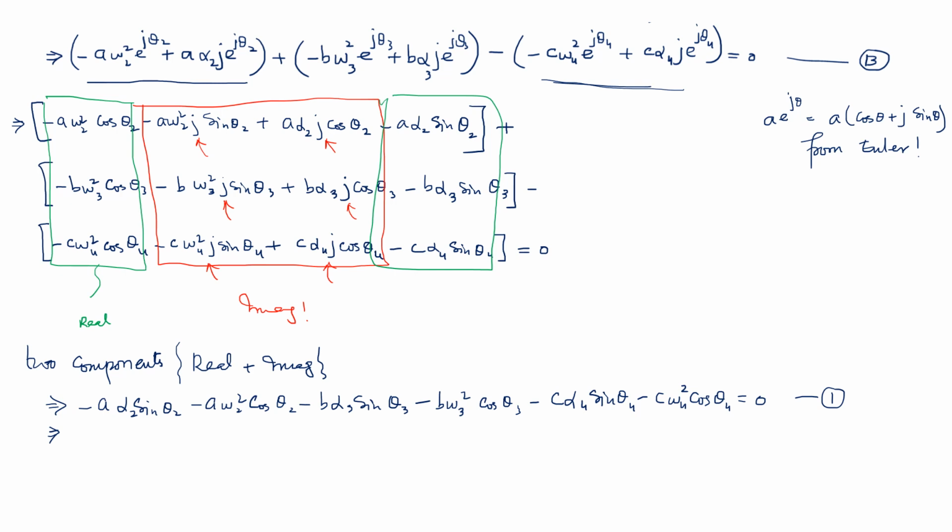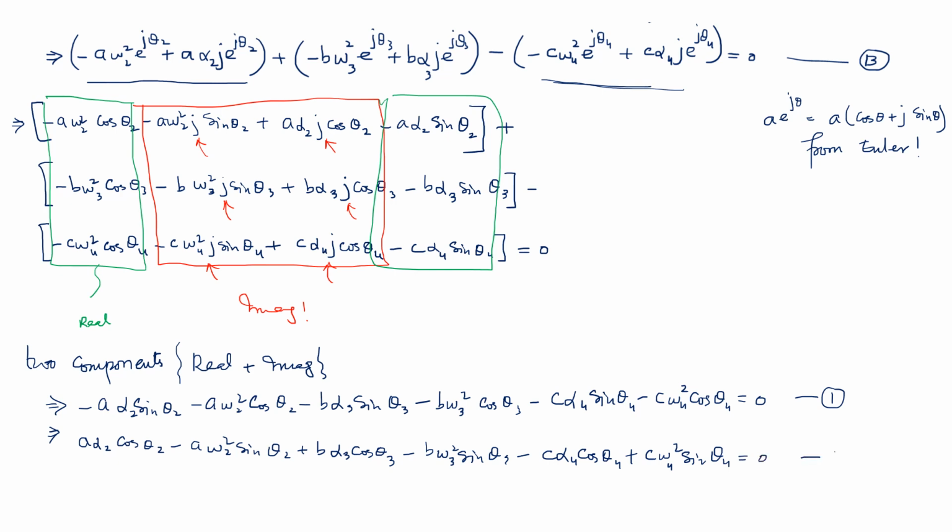And similarly, you can find out components corresponding to the imaginary part, which is going to be a alpha 2 cos of theta 2 minus a omega 2 squared sine of theta 2 plus b alpha 3 cos of theta 3 minus b omega 3 squared sine of theta 3 minus c alpha 4 cos of theta 4 plus c omega 4 squared sine of theta 4 to be equal to 0. So this is equation number 2.